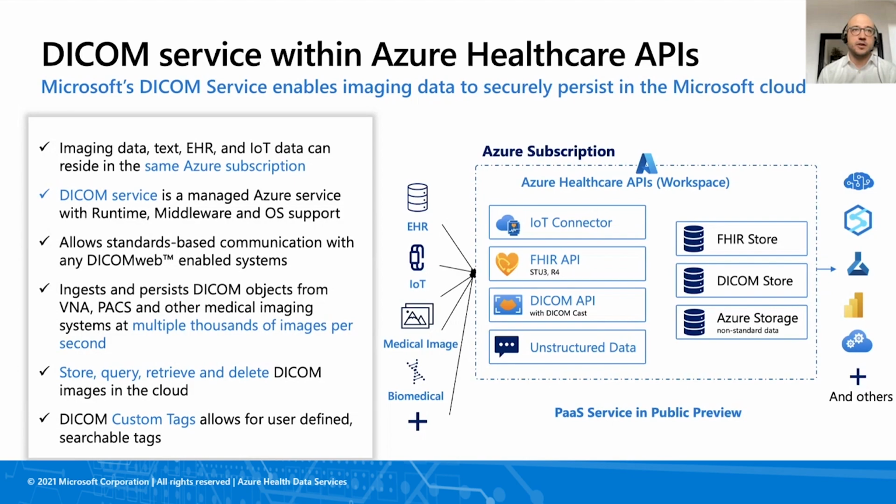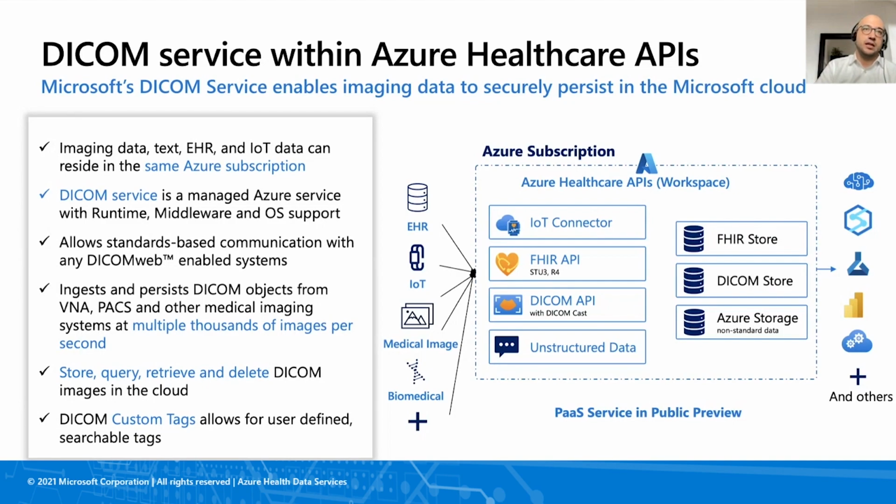With DICOM Cast, we are extracting part of the metadata from DICOM objects and then registering it into FHIR as an imaging study resource so that you have a seamless connection between your imaging data and the clinical data of a given patient. We will get into details in the coming slides, but I also wanted to highlight that it is one of the key benefits that we are providing in Azure Healthcare APIs, that you can connect your imaging data set with your clinical data set. And we can ingest multiple thousands of images per second. We allow standards-based communication with DICOMweb-enabled systems. And we are a managed service with runtime, middleware, and operating system support.